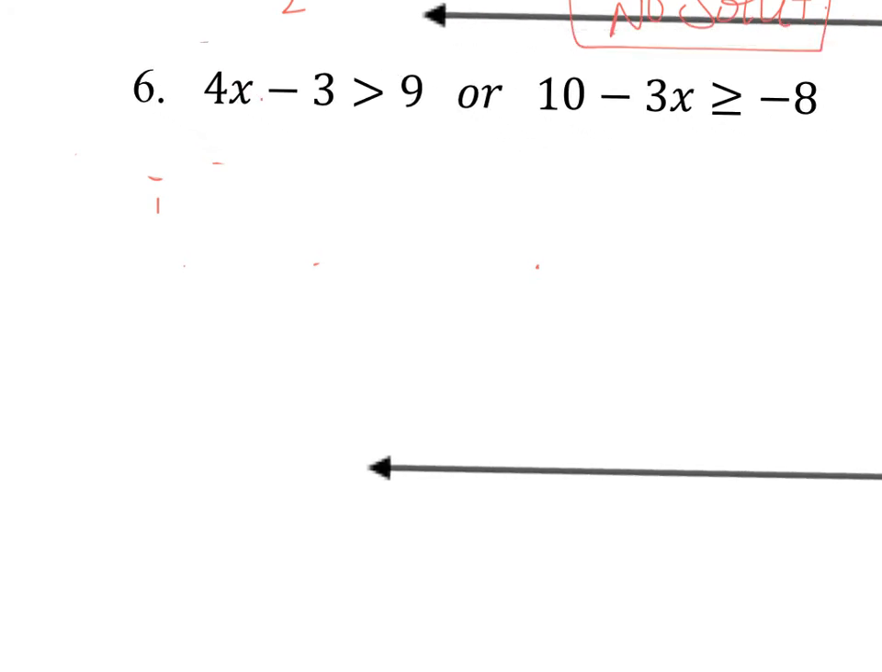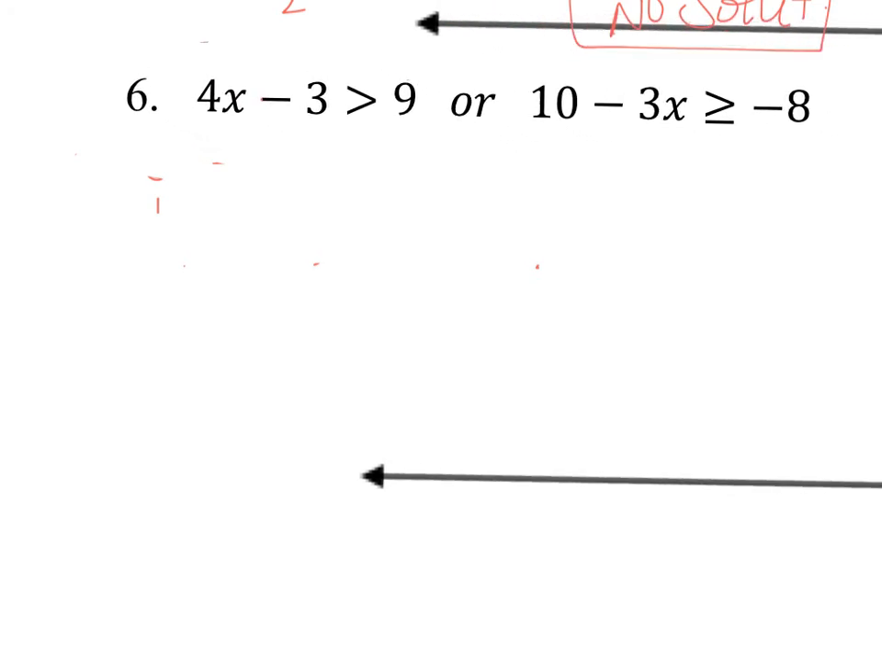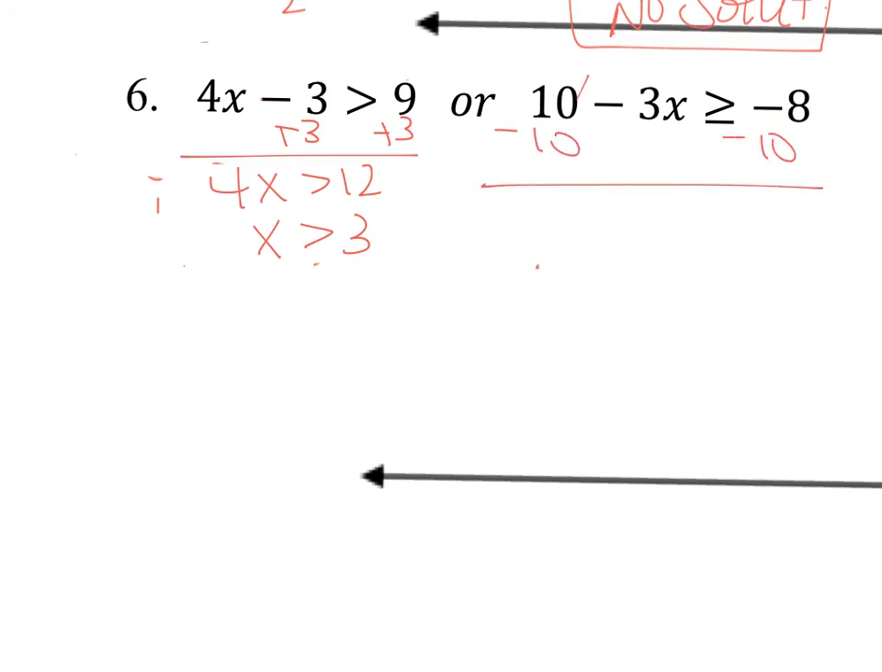Number 6. So I see the word "or," so let's go ahead and solve this. I'm going to add 3 to both sides. So I have 4x is greater than 12, and x is greater than 3. And over here I'm going to subtract 10. So I have negative 3x is greater than or equal to negative 18. And then I'm going to divide by negative 3, so my sign's going to flip, and I'm left with x is less than or equal to 6.